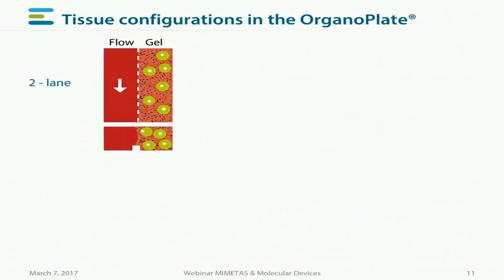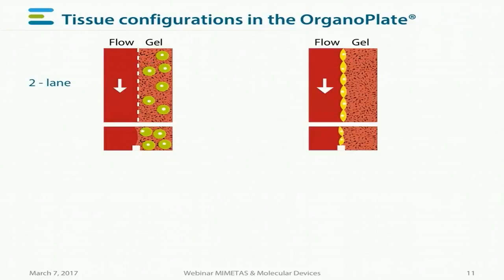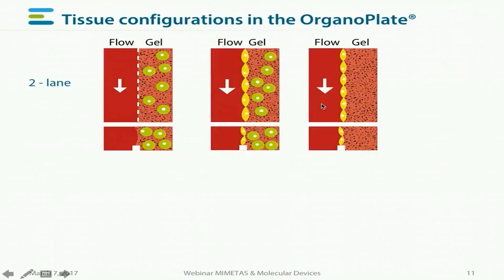So, some tissue configurations in the OrganoPlate. In a two-lane OrganoPlate, we have two lanes available, where one of the lanes can be used as a perfusion channel with the flow of medium, and the other lane can contain an extracellular matrix gel in which the cells grow. Or we can put down an empty extracellular matrix gel and seed the cells as a tubule against the gel, where the perfusion flow actually goes through the tubule. We can combine those into a tubule in combination with cells growing inside the gel.